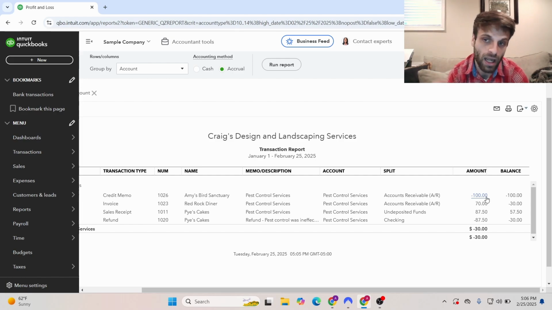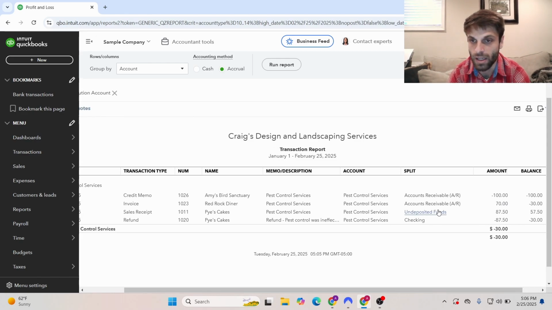They could ask us anytime to provide those services, and we have to do it, right? So, and then we made $70 from Red Rock, and we also have this undeposited funds.